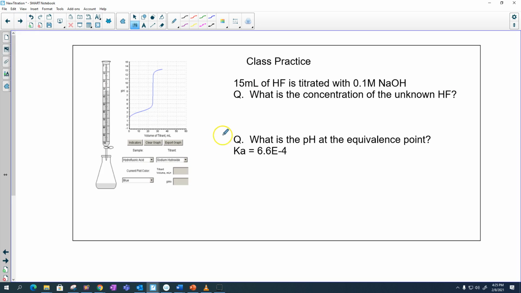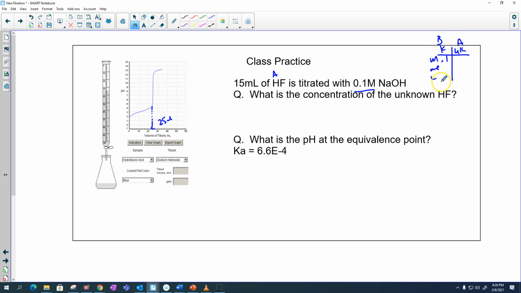Alright, so a little bit of practice here. We've got a little chart here showing this, and right away as you see this, you want to just drop this down and show, what does that show? It looks like 25 milliliters. So 15 milliliters of HF is titrated with 0.1 molar NaOH. What's the concentration of HF? Okay, so again, sometimes we'll use this, moles and liters. The known is 0.1. I put a base here, and I'll put my acid here. This is my unknown, my acid.